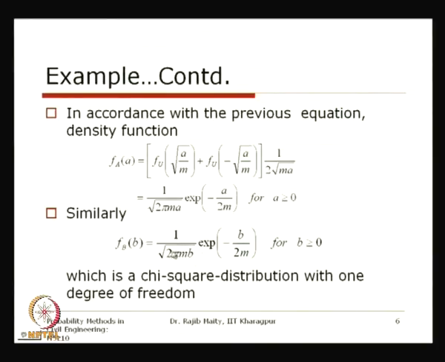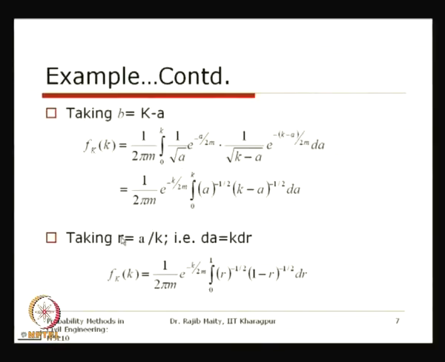So it will be 1 by square root of 2 pi m B, exponential of minus B by twice m, for B greater than or equal to 0. This is a chi-square distribution with 1 degree of freedom, which we know. Now if we want to know the distribution of K, you know that K equals A plus B, so it can be rearranged as B equals K minus A.